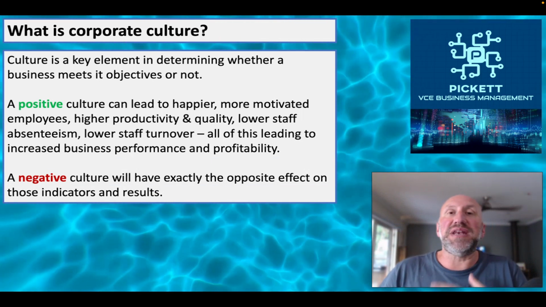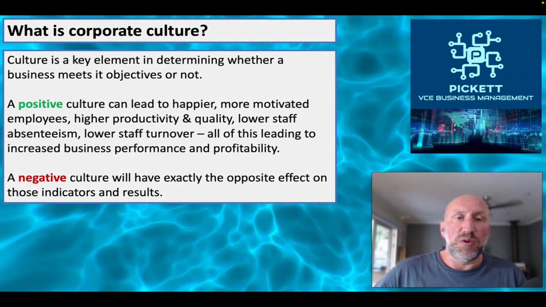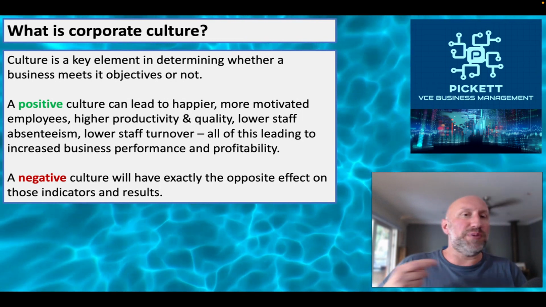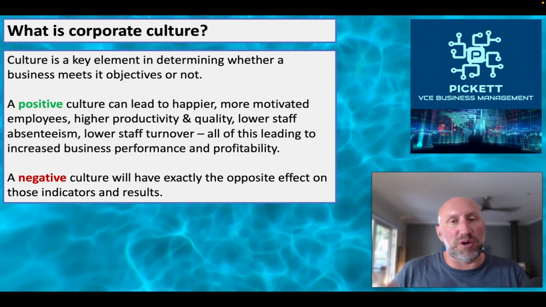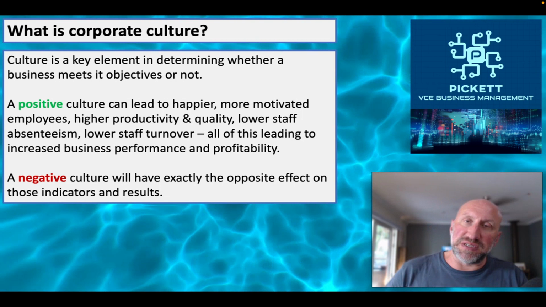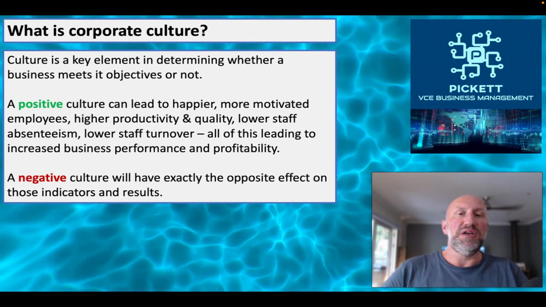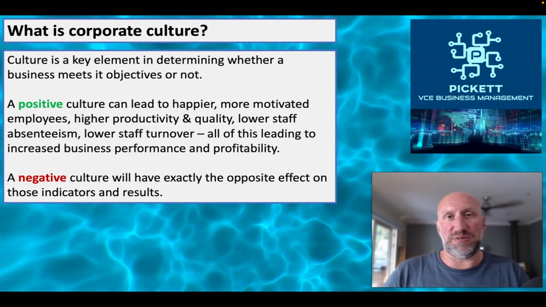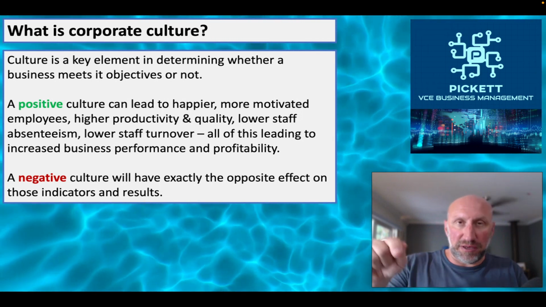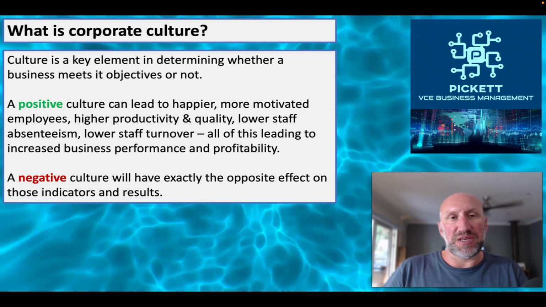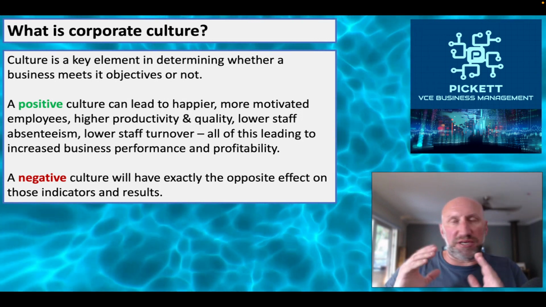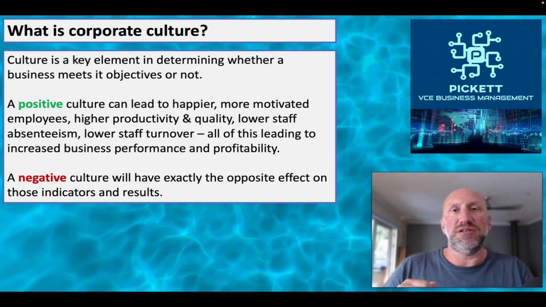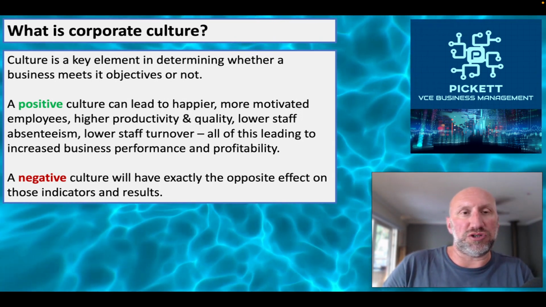So if we have a negative culture in place in our business, we're going to have a less happy, less motivated staff. They're not going to be as productive. They're going to probably produce lower quality work. You're going to have high absenteeism, high staff turnover, and all of that is then going to lead to decreased business performance and ultimately a reduction in profitability. So that's why it's important. You cannot overemphasize the importance of having a strong or positive corporate culture in your business.